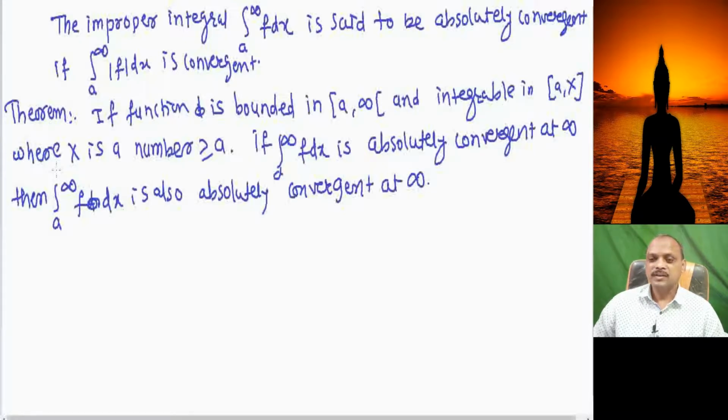First, the definition of absolute convergence. The improper integration a to infinity is said to be absolutely convergent if the integration of mod f is convergent. In continuation, we see the theorem: if a function phi is bounded in the semi-open interval a to infinity and integrable in the closed interval a comma X, where capital X is a number greater than or equal to a, and if the integration of f is absolutely convergent at infinity, then the integration of f into phi is also absolutely convergent at infinity.